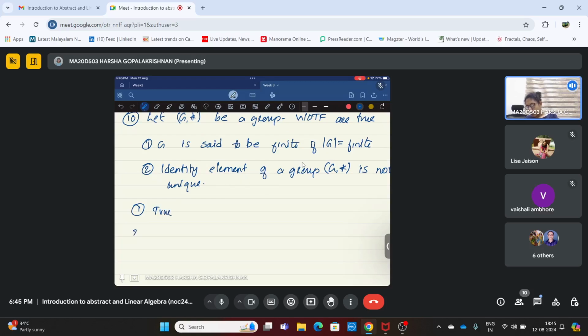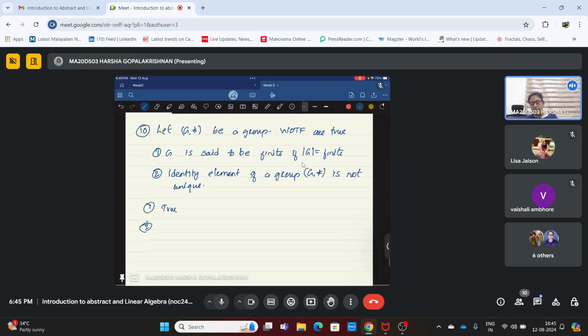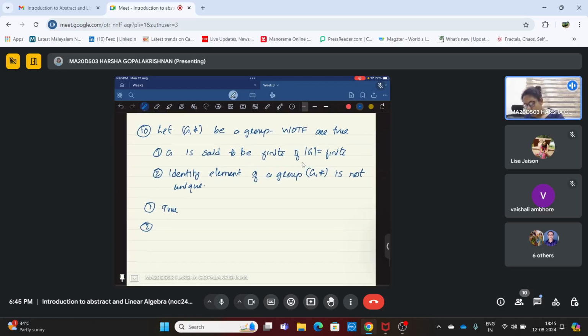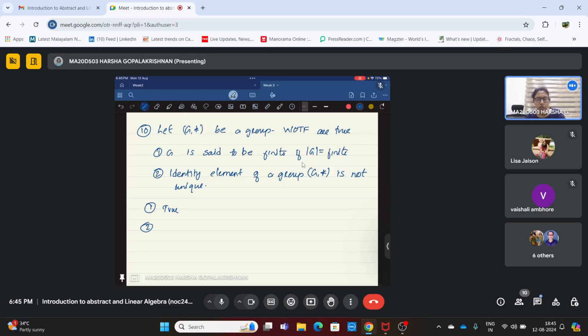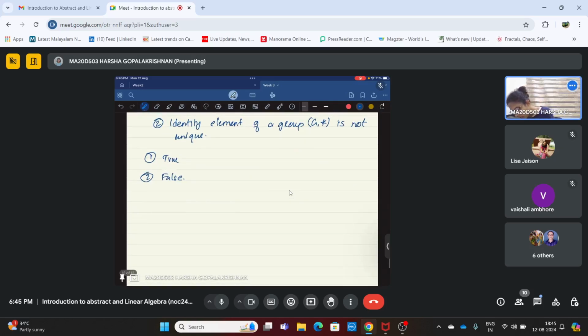And we have already proved in the class that the identity element is unique, and the inverse is also unique. So the statement that it is not unique is a false statement. Okay, let's go to the next question.